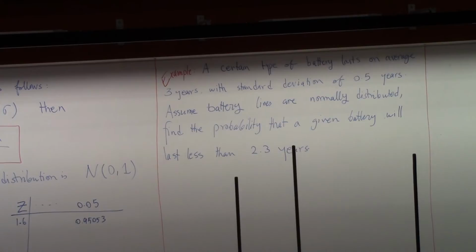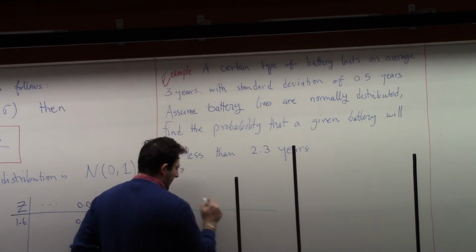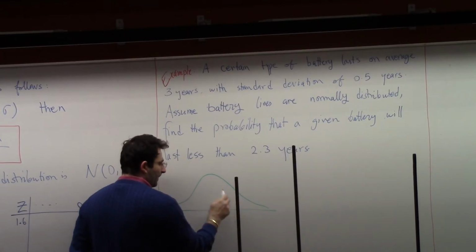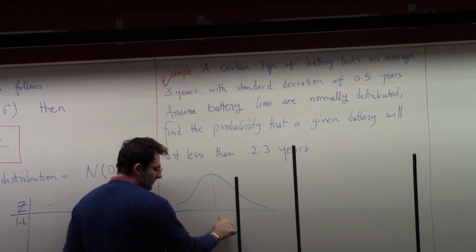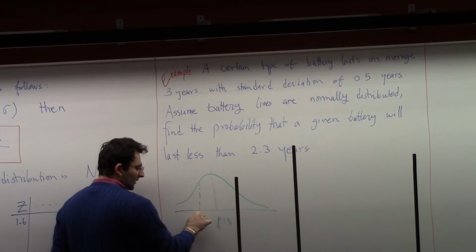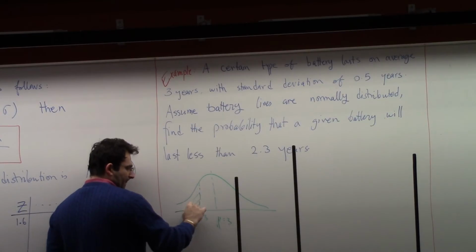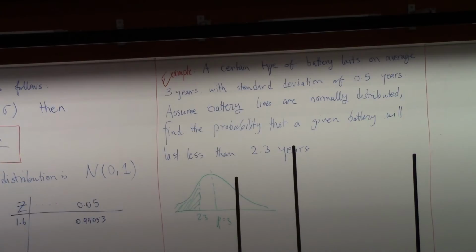years. It's normally distributed, because the life of the battery we can consider as a random variable. We want to see what is the probability that the batteries that are produced have a life of less than 2.3 years. Okay? So, in other words, we have a normal distribution. This is mu is equal to 3. And we want to see what is the probability that the life is less than 2.3.